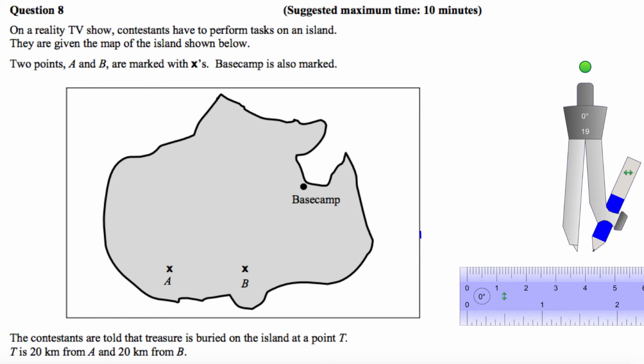So this is the 2014 Junior Cert Ordinary Level Paper 2 and we're looking at question number 8. On a reality TV show, contestants have to perform tasks on an island. They are given the map of the island shown below. 2 points A and B are marked with X's. So here's A and B. And base camp is also marked, which is here. The contestants are told that treasure is buried on the island at a point T. T is 20 kilometers from A and 20 kilometers from B.